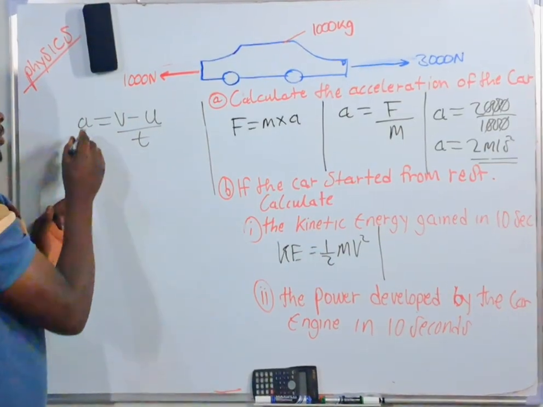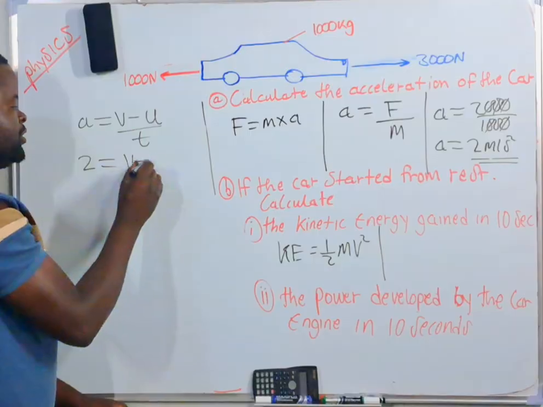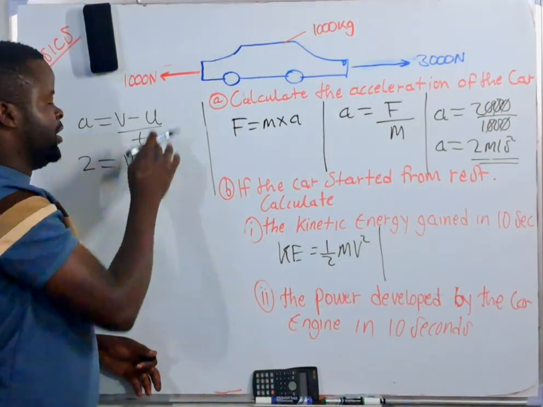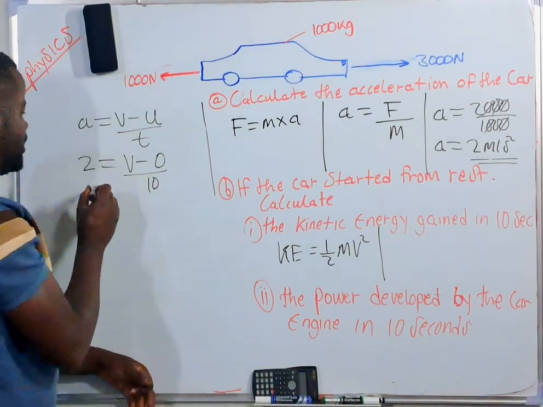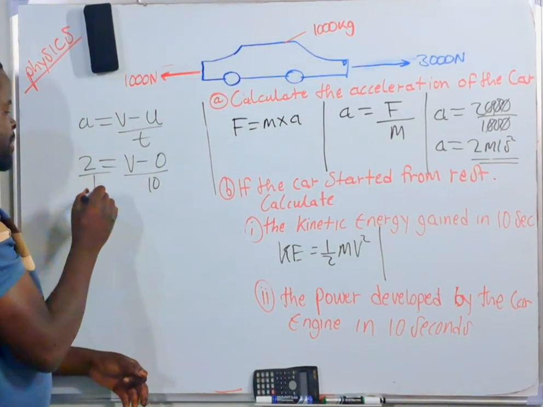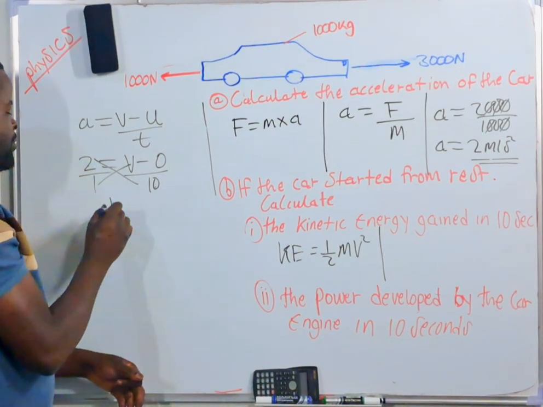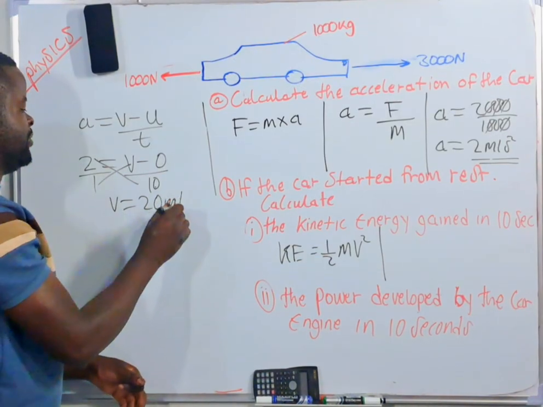Since we have acceleration, we are going to say a is equal to v minus u over t. Therefore, where there is a, I'm going to put 2, and where there is v, it is velocity minus u, since the car started from rest, therefore the initial speed is 0, over time taken, which is 10 seconds. So I'm going to balance this side by a fraction so that I can say 10 times 2. The speed of the car is 20 meters per second.